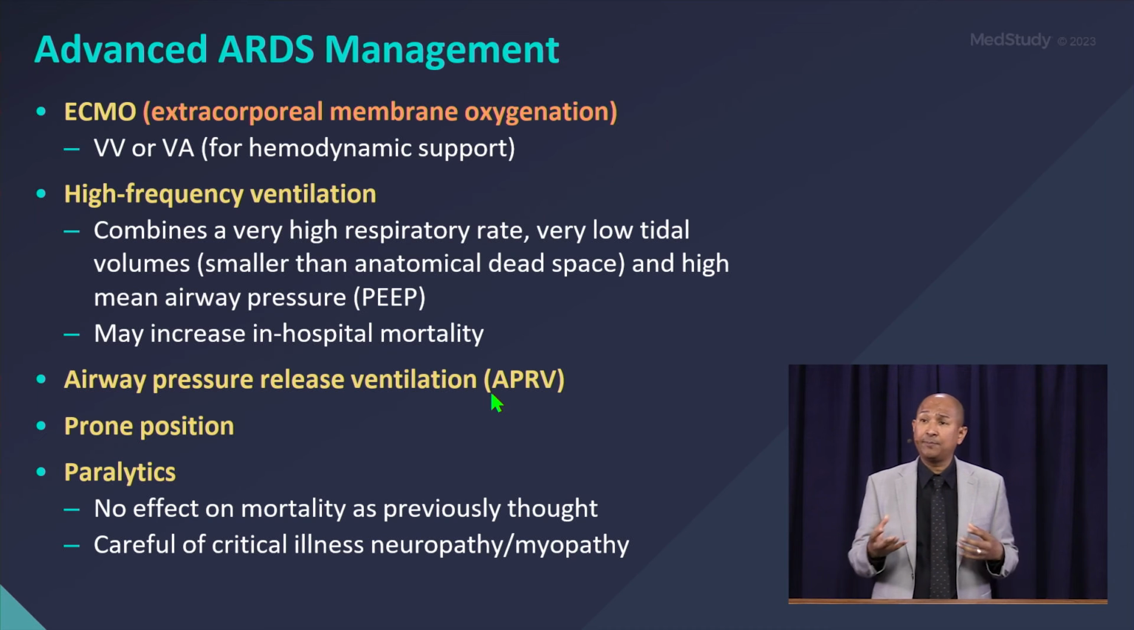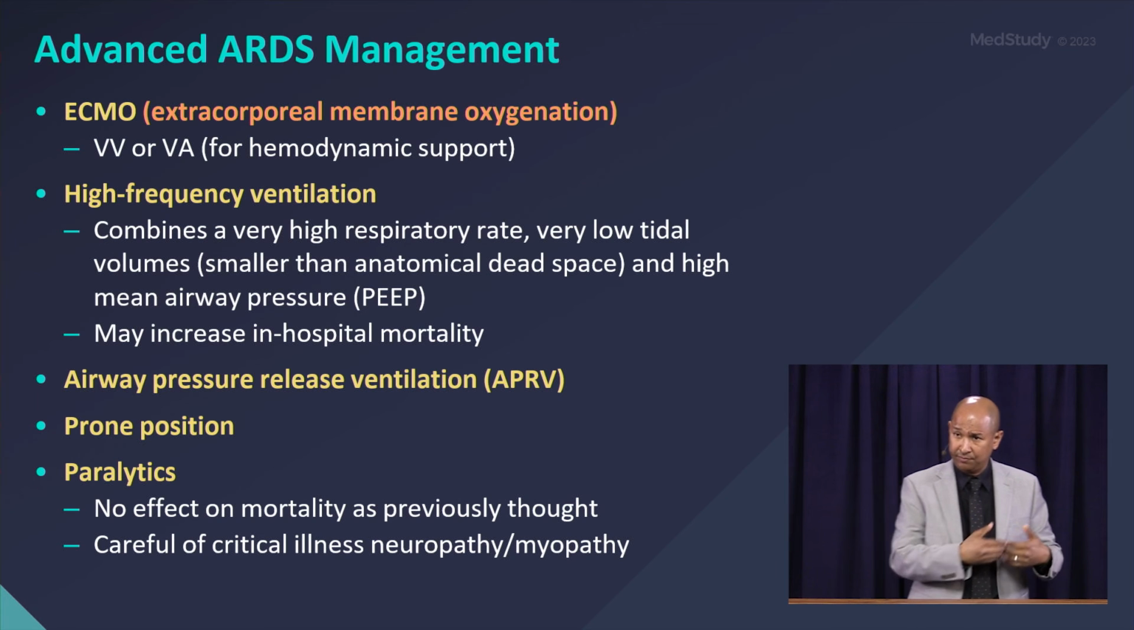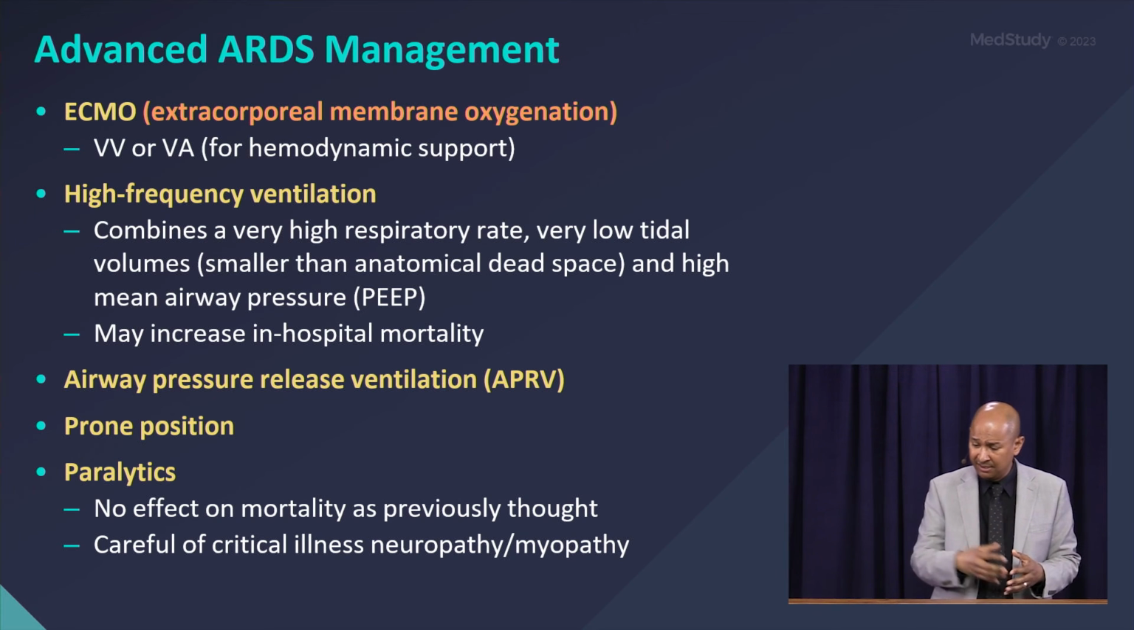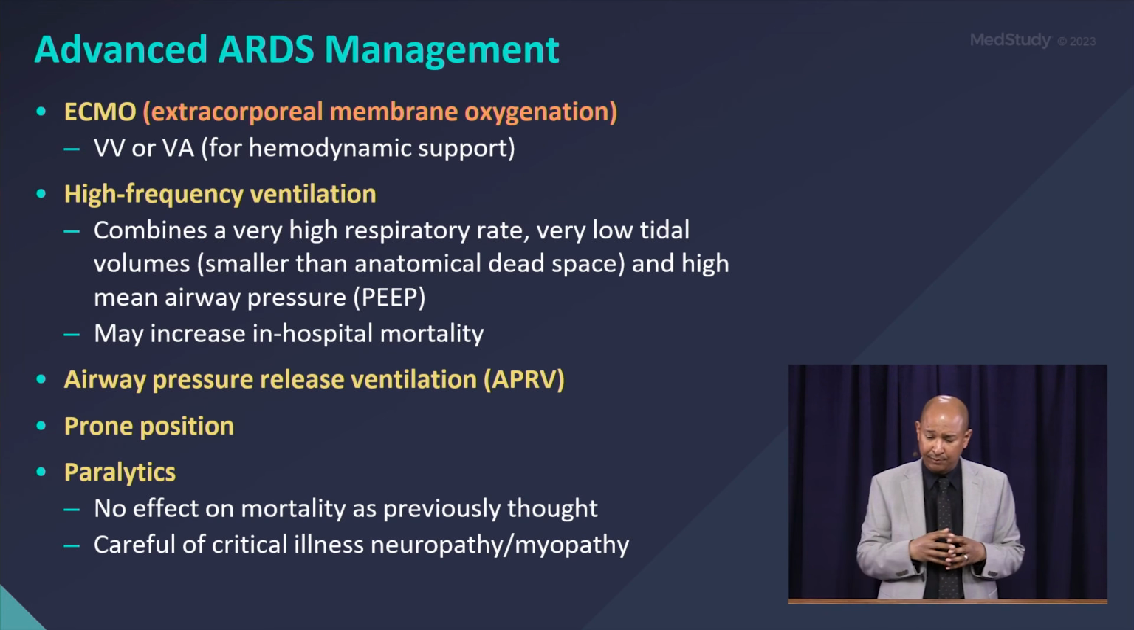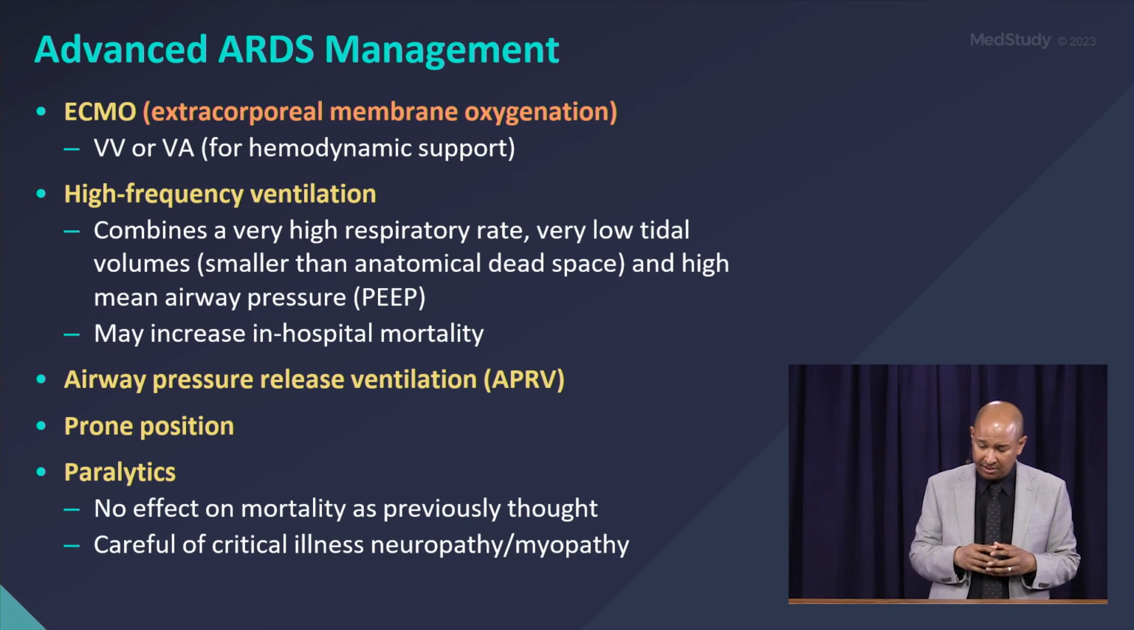APRV is a very specific mode of ventilation. And the take-home message is that there's not one mode of ventilation that improves mortality and survival in ARDS. This is like a glorified inverse ratio. We have a very long inspiratory time and a very small expiratory time.